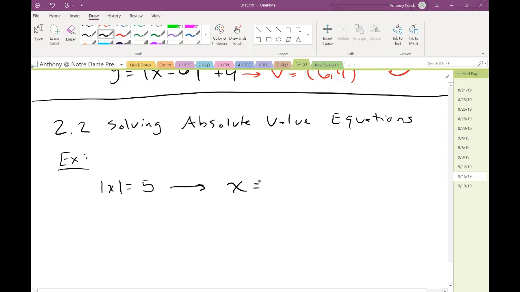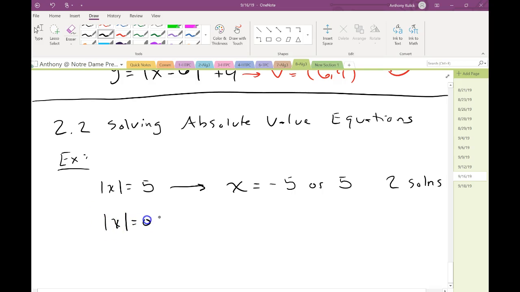What does that tell me about the value of x? What does x have to equal? Good. So there's negative 5 or positive 5. So I can get two solutions.